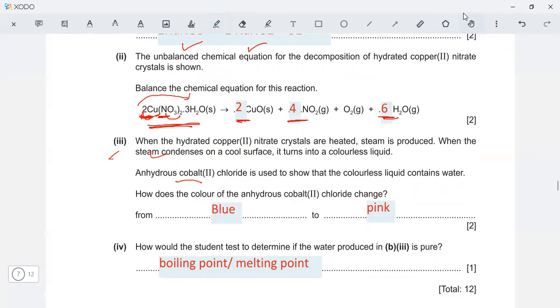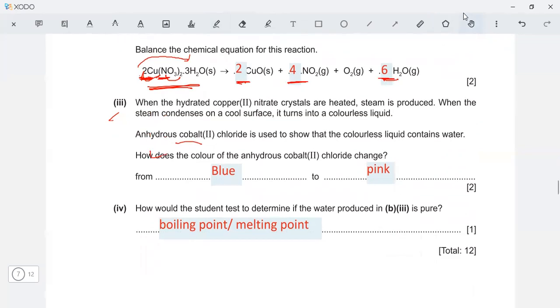And as for the numbers of reactants and products, just match them up. I mean, just count them. If the number is equal on both sides, for copper, oxygen, nitrogen, and hydrogen, then that's going to give you the balanced equation.